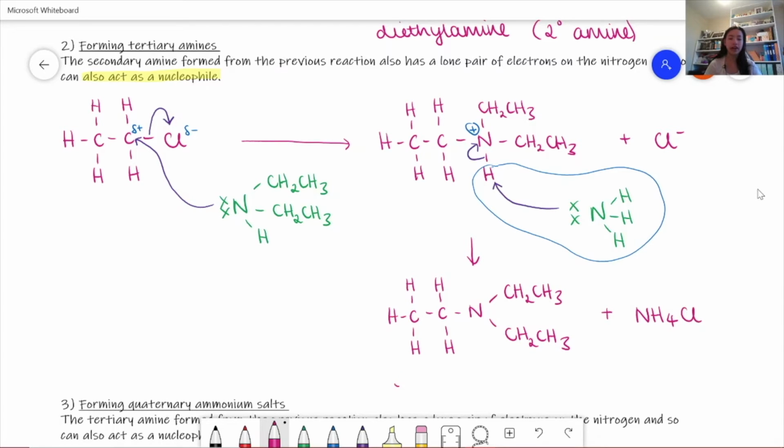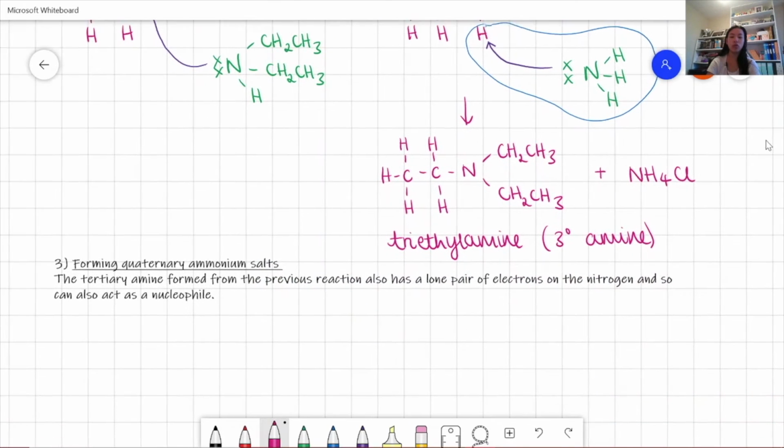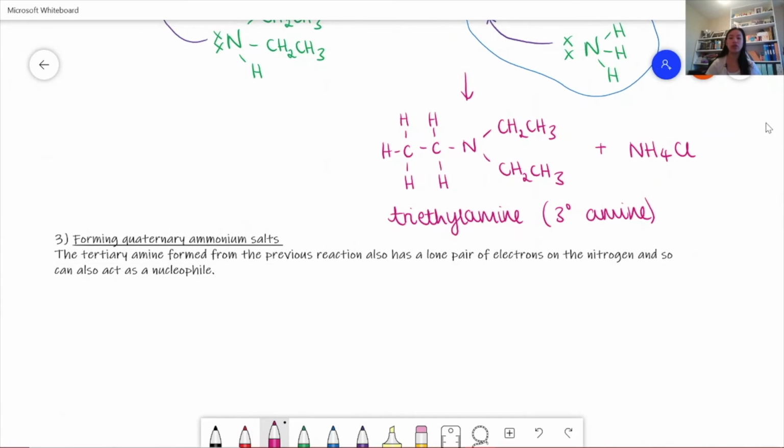So this is triethylamine, because now we have three ethyl groups on the nitrogen. So this is our tertiary amine. And then what happens is we get one last substitution, and we form what we call quaternary ammonium salts.